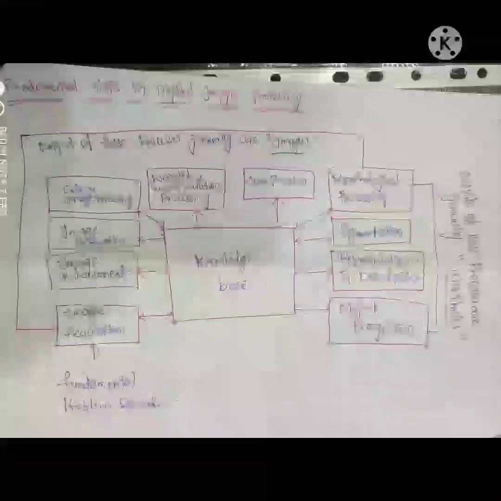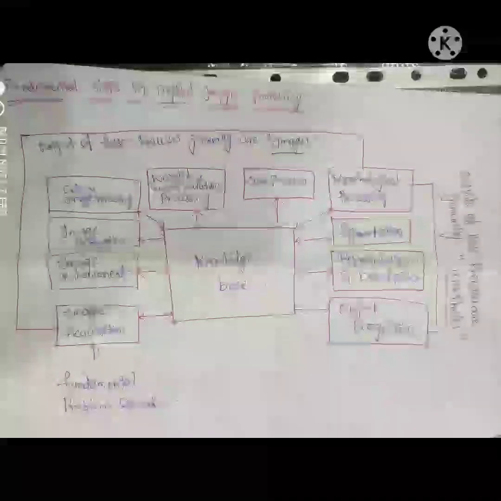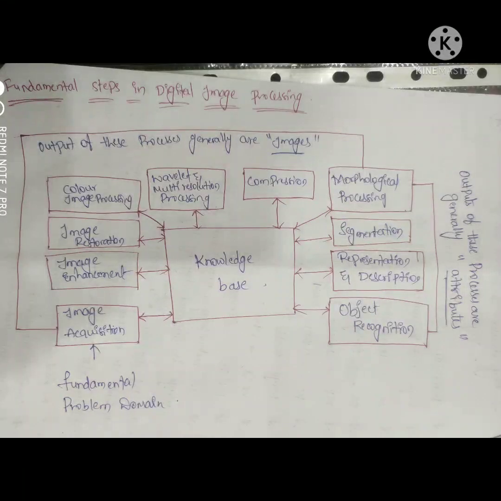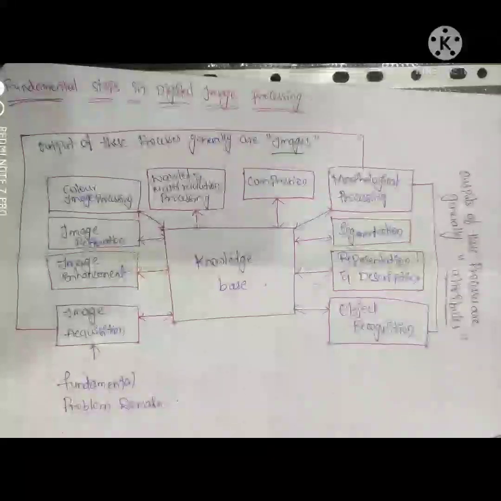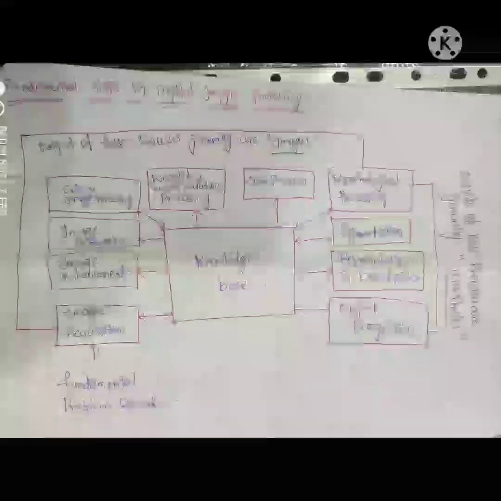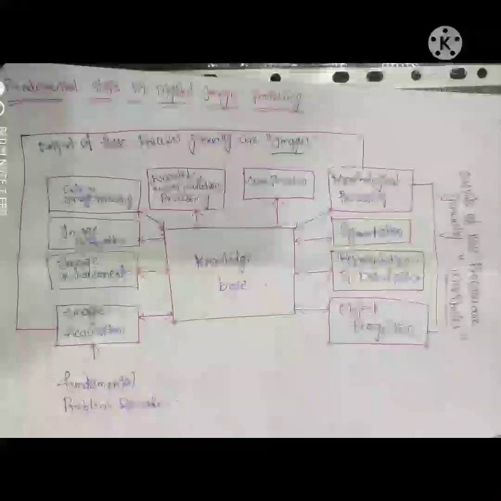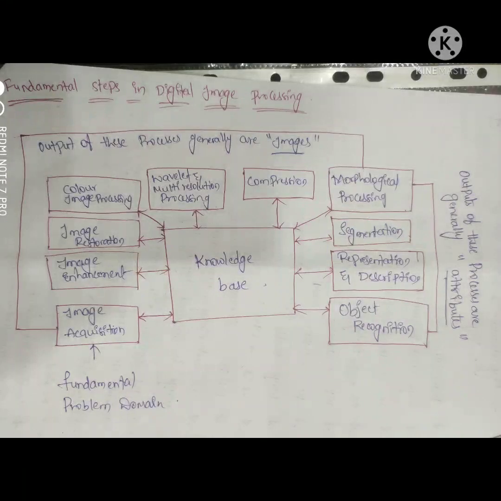Next step is representation and description. It deals with converting data into a suitable form for computer processing. There are two types of representations. The first one is boundary representation, and it is used when the focus is on the external shape of an image, for example, a corner. Next, regional representation. This type of representation is used when the focus is on internal properties like texture of an image.